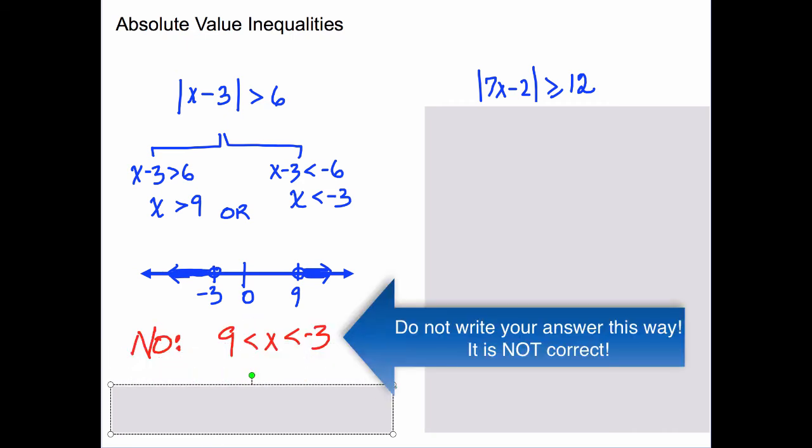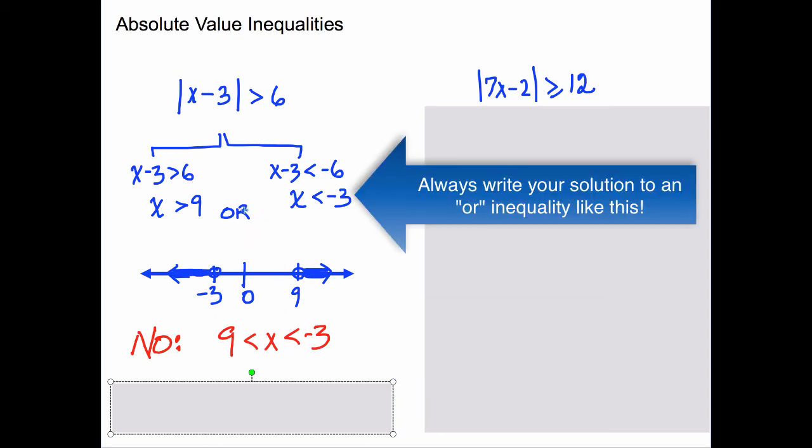Now, a warning. This is not correct. 9 is less than x, which is less than negative 3. Because if you think about it, what this is saying is that x is at the same time greater than 9, but also less than negative 3. So when we have or inequalities, we never ever write them like this.